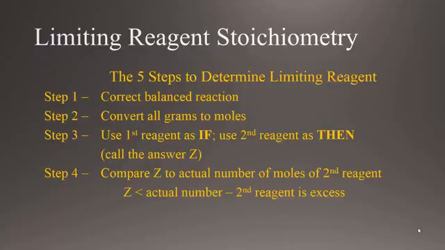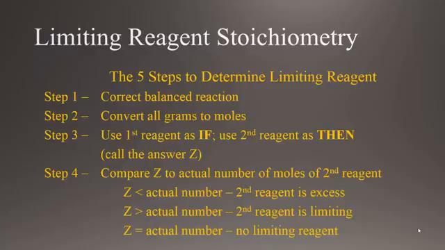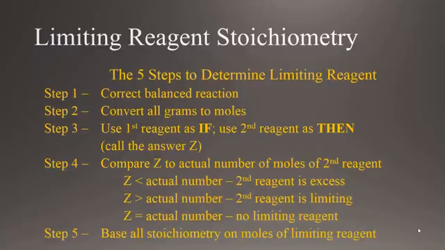There are 3 possibilities. Z is less than the actual number. The amount that you need is less than the amount that you have, so the second reagent is the excess reagent. Z could be greater than the actual number. You need more than you have, so the second reagent is limiting. Or Z is equal to the actual number. That means there's no limiting reagent. Both reagents will be used up at the same time. And the 5th step is all stoichiometry for any other calculations for that problem will be based on the moles of the limiting reagent. The best thing to do is jump in and do examples.